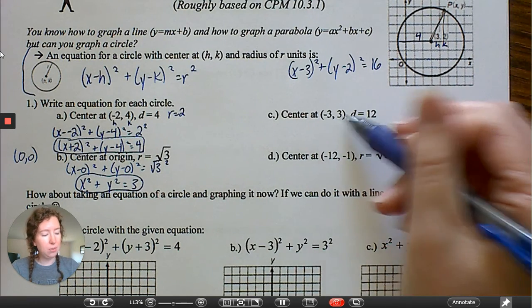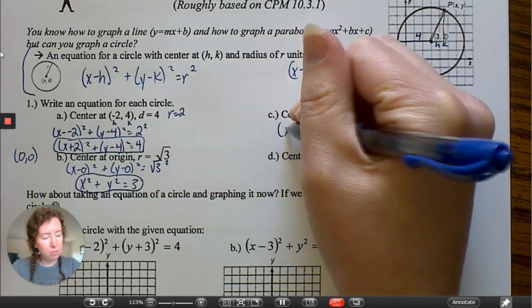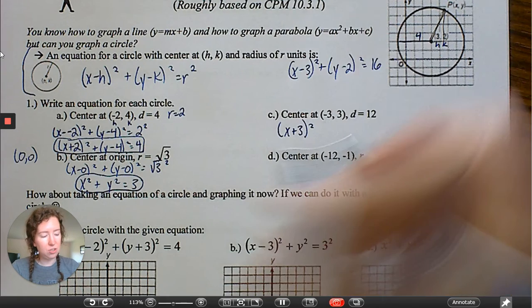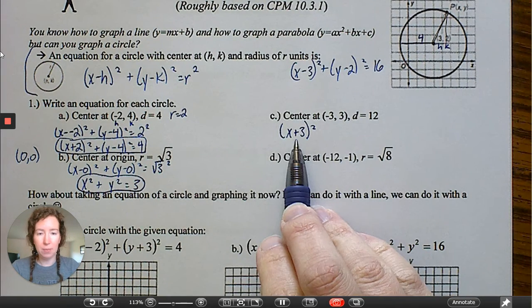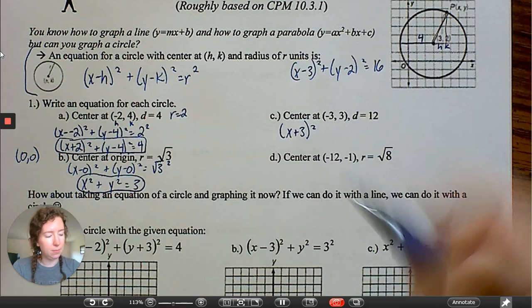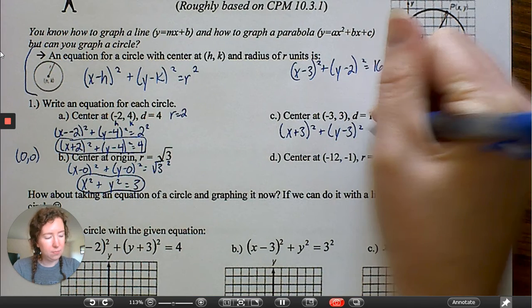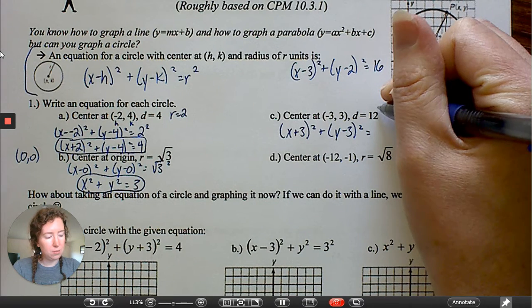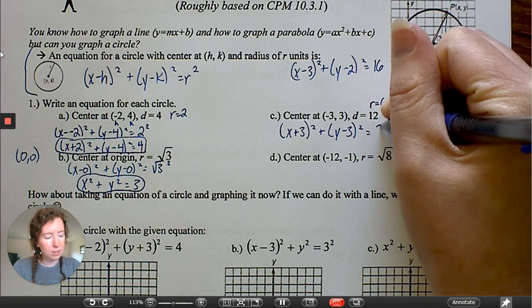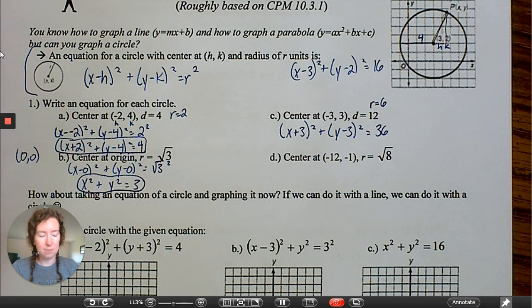So if my center is at -3, +3, I'm just going to skip. It's essentially changing the sign. So if it was -3, it becomes a +3 because you're subtracting. If it's a positive, it's a negative. If the diameter is 12, that means the radius is 6, and 6 squared is 36.